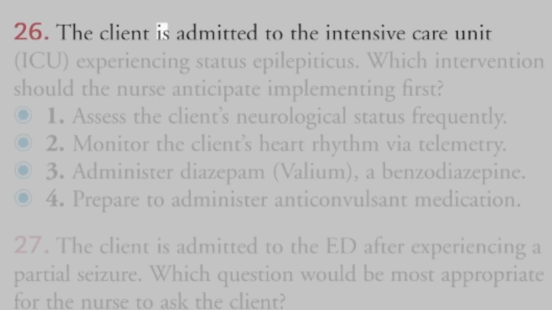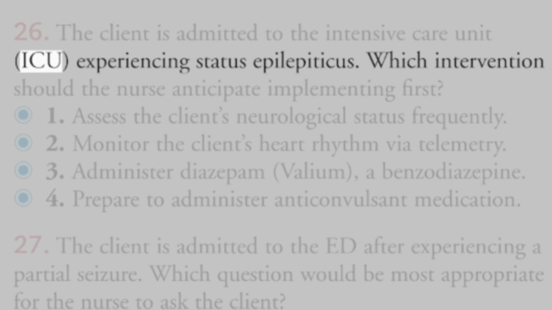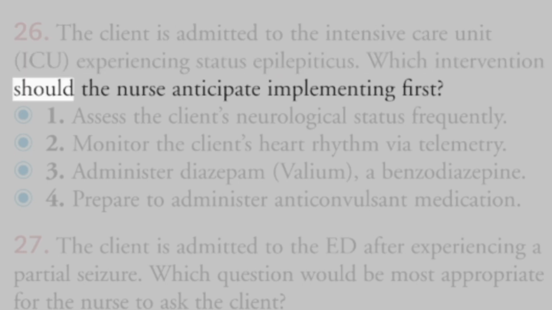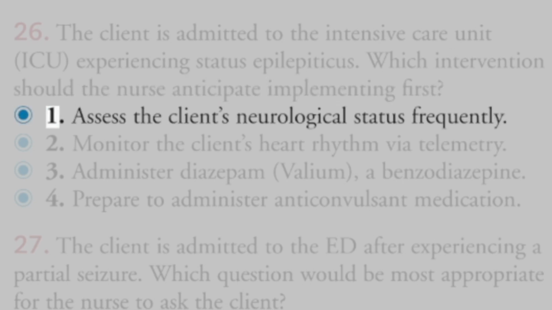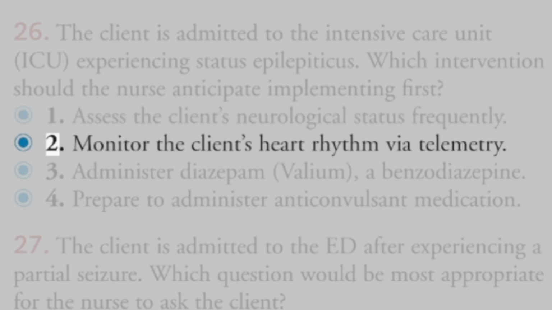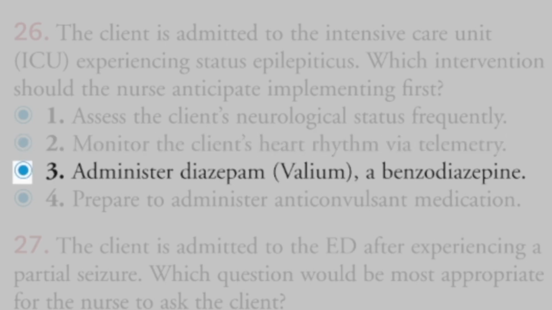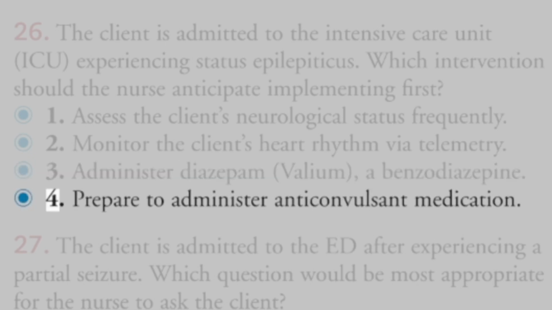26. The client is admitted to the intensive care unit, ICU, experiencing status epilepticus. Which intervention should the nurse anticipate implementing first? 1. Assess the client's neurological status frequently. 2. Monitor the client's heart rhythm via telemetry. 3. Administer diazepam, Valium, a benzodiazepine. 4. Prepare to administer anticonvulsant medication.